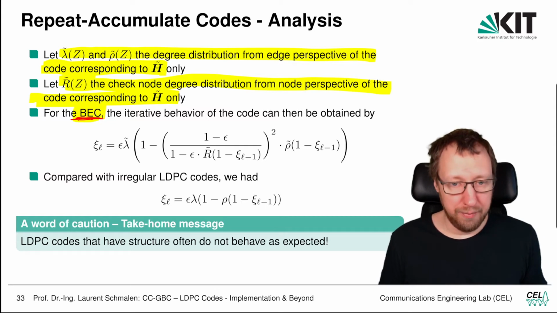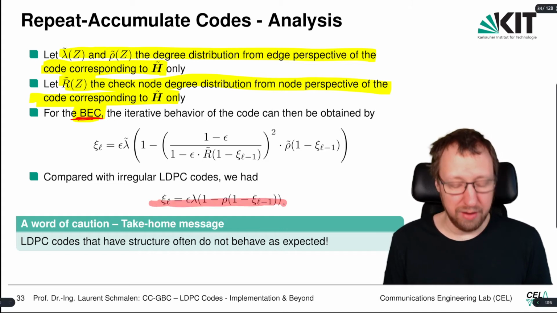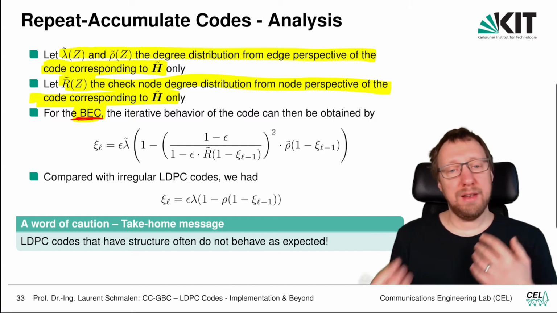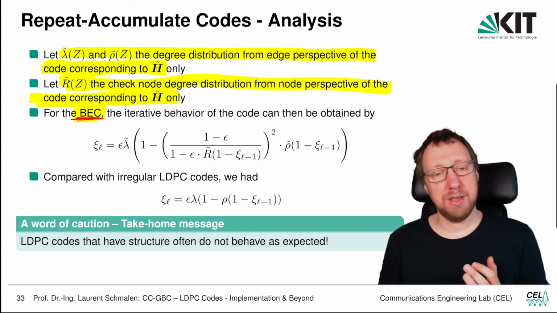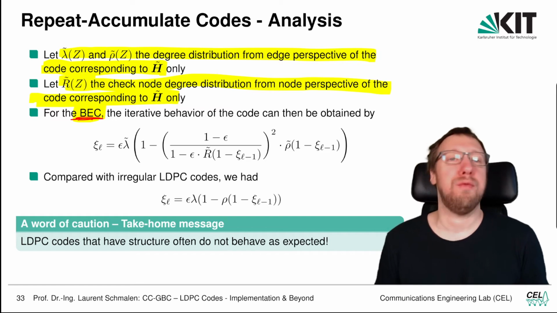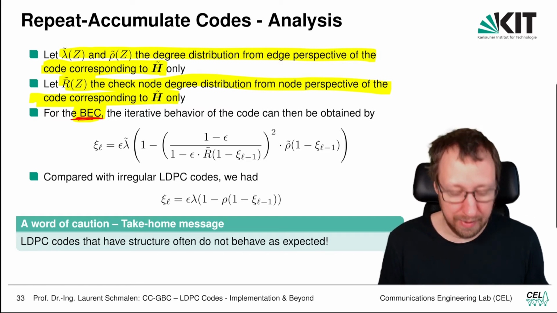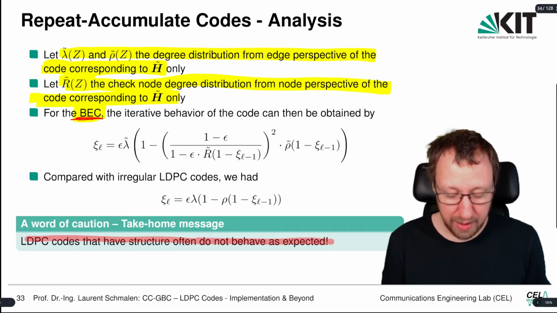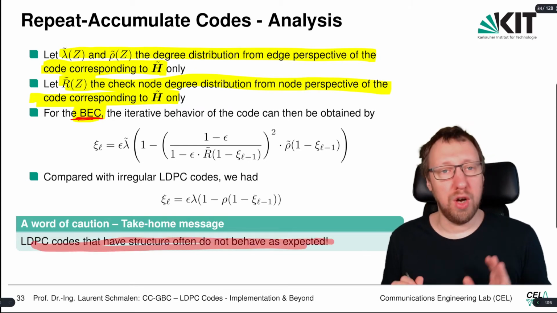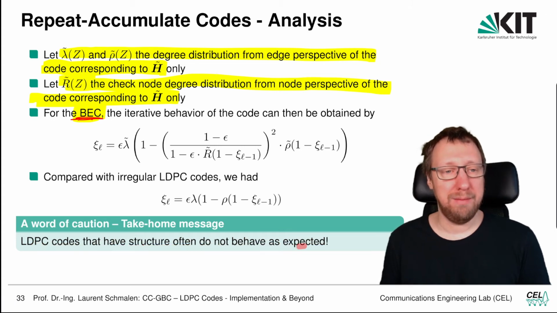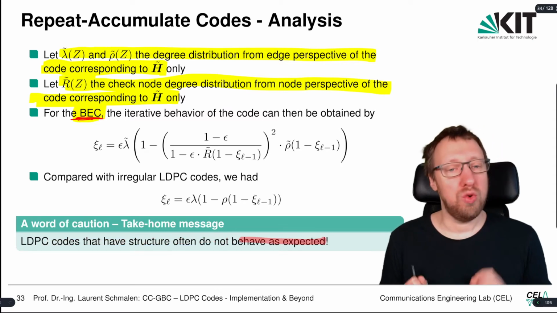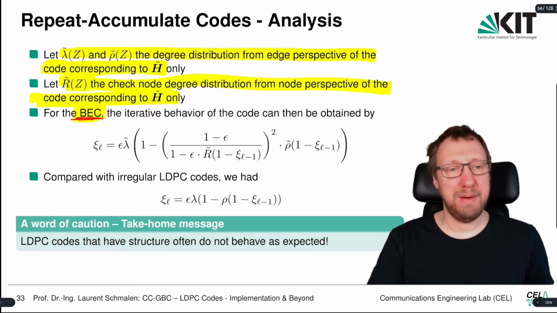And if we compare this with irregular LDPC codes, this is what we had with irregular LDPC codes. So you see there is a significant difference between these two expressions. And therefore, the word of caution, the take-home message here is that if you have an LDPC code that has structure, they very often do not behave as we expect them to behave. LDPC codes with structure do not behave as expected.